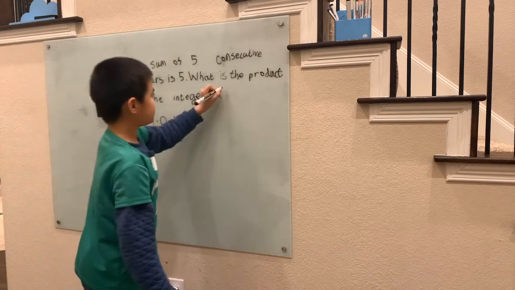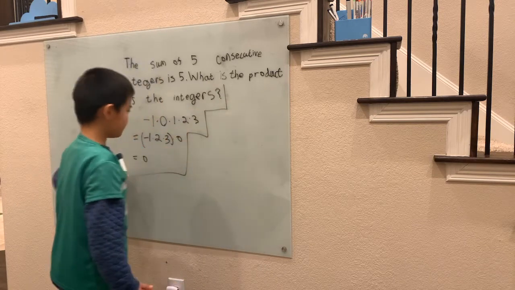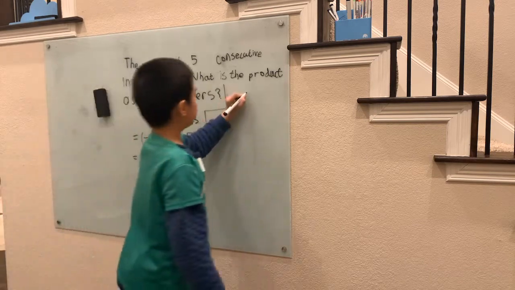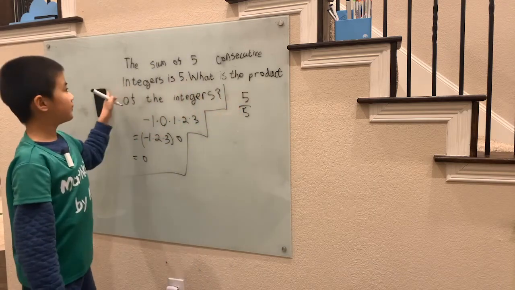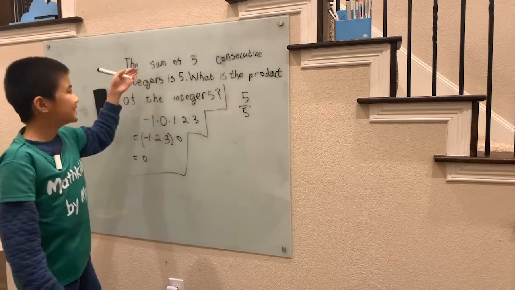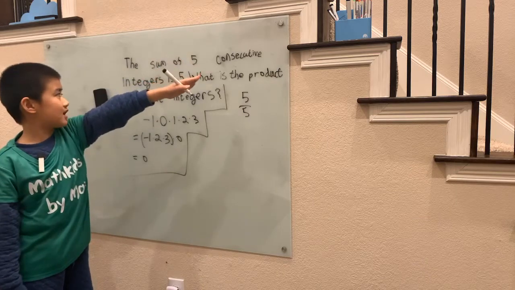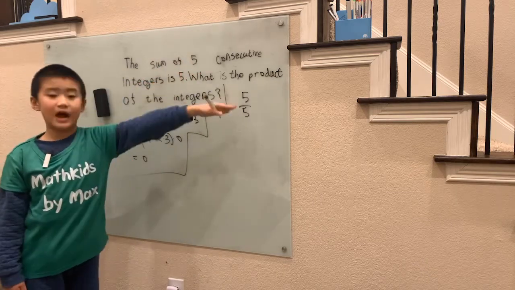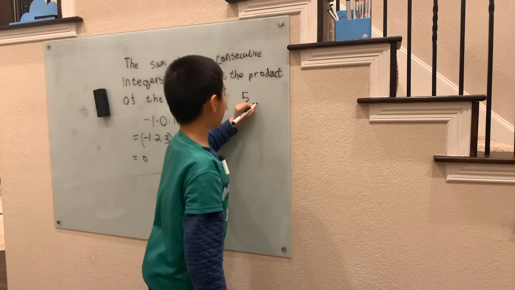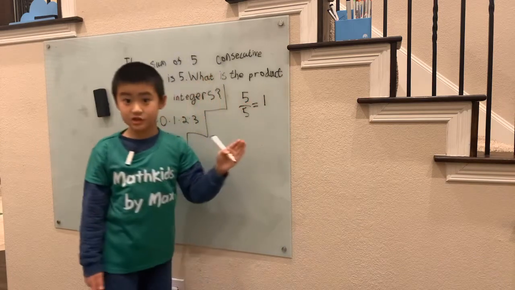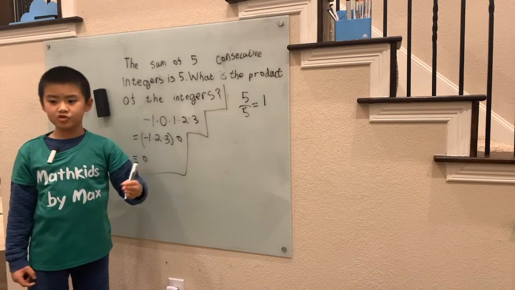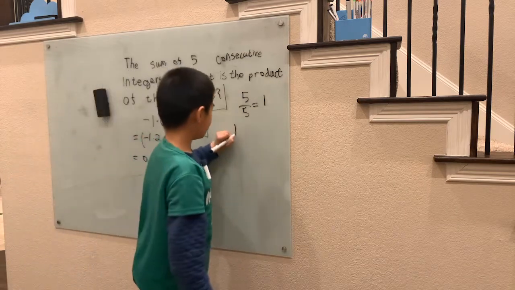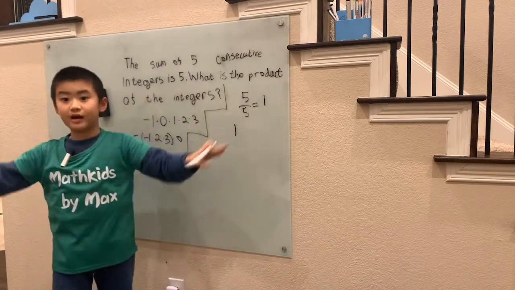So, there we go. 5 over 5, the sum of the integers divided by the number of integers, 5 over 5. And of course, 5 divided by 5, that's just 1. So now that we know the arithmetic average, we can just start from 1 and then move out.